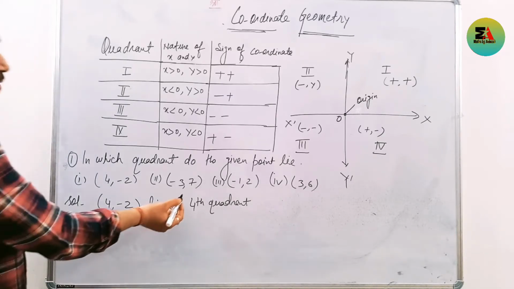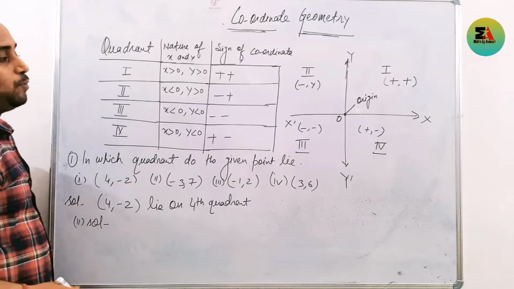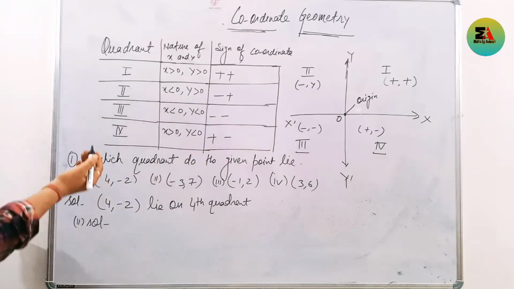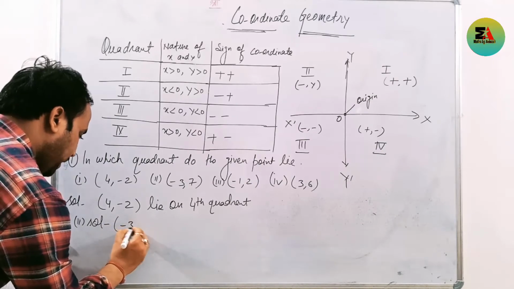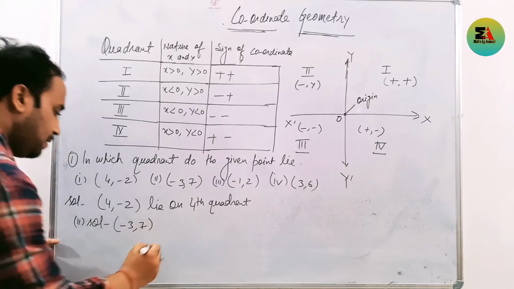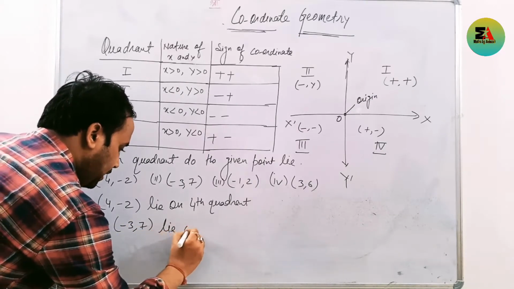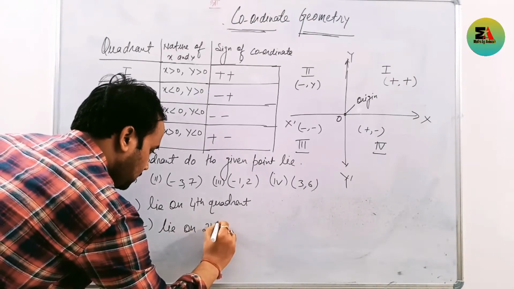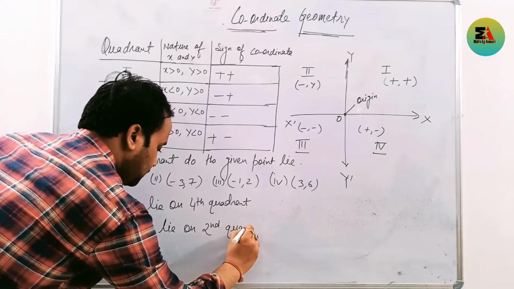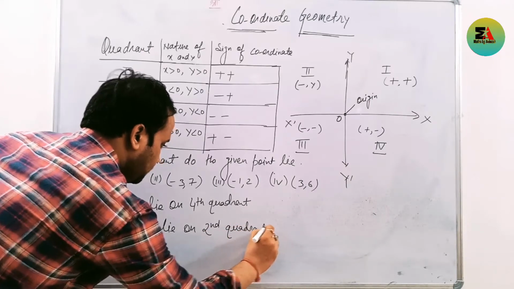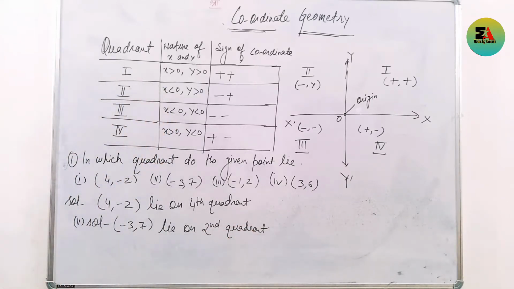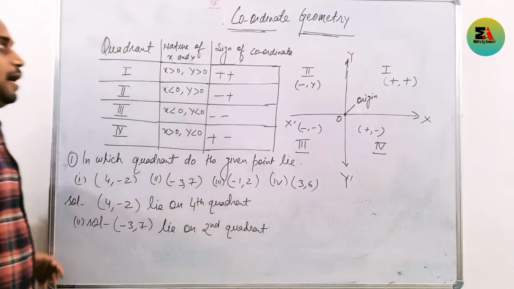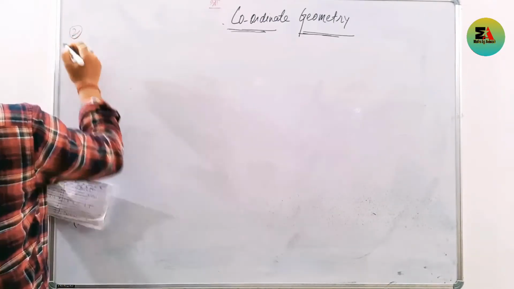Now see the second one. In the second one, the x value is negative, the y value is positive. In which quadrant is the x value negative and the y value positive? In the second quadrant. Just write here (-3, 7) lies on the second quadrant. Clear? In a similar way, you have to calculate question number 3 and question number 4. I hope this one is clear to you.